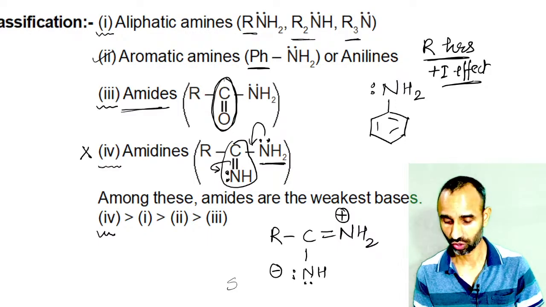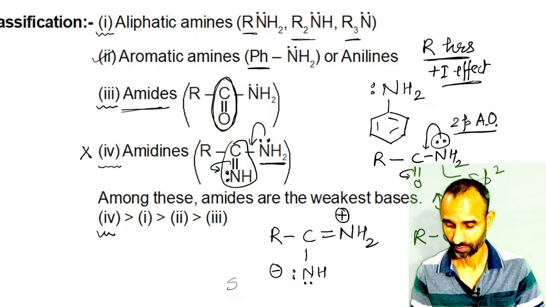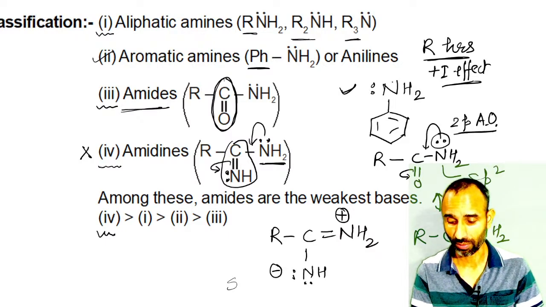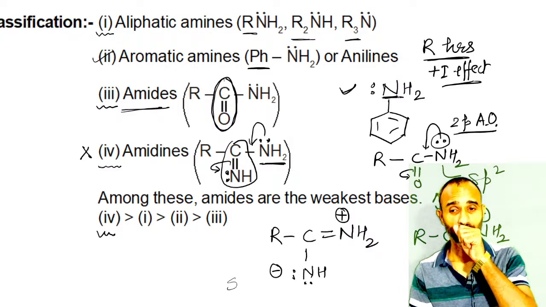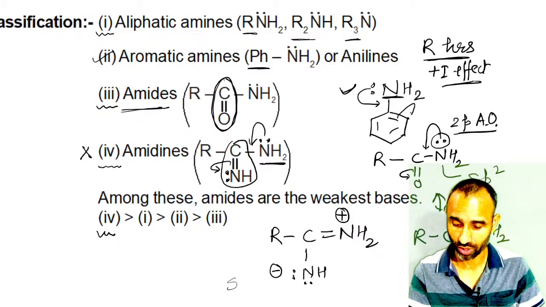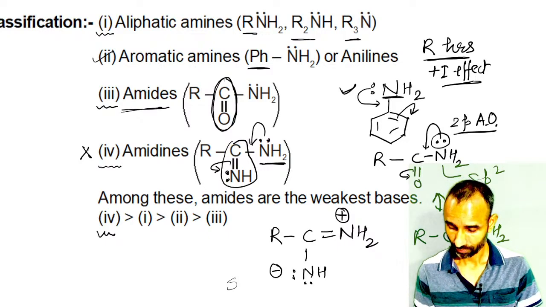Why is it so? Because you know, when we have, same is the case with aniline. What is the hybridization of nitrogen here? Again it is sp2, because this lone pair is in conjugation with pi bond. Okay.